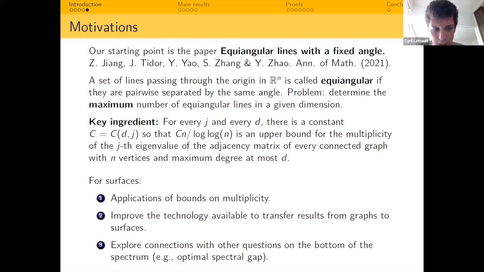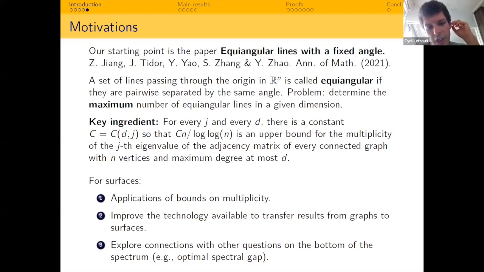For surfaces, looking at these questions, in fact, the bounds on multiplicity give you some information. For example, there are some papers in the arithmetic community about multiplicity on arithmetic surfaces. There is also, but I don't know how it works, apparently a link with quantum chaos: if you know sufficiently good bounds on multiplicity, you can say something about quantum chaos. Probably some people in the audience know that, but I don't.